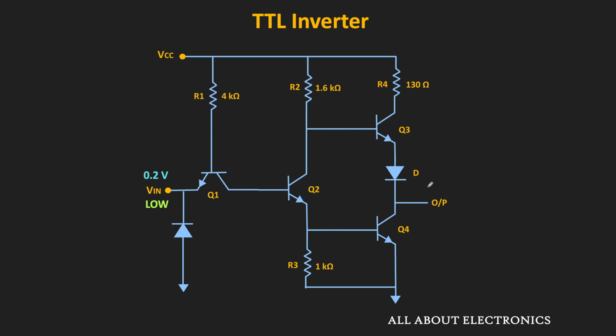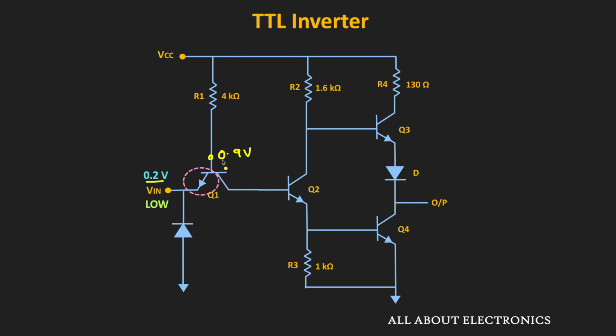Alright, so now when the input is 0.2 volt, then the base emitter junction of the Q1 will become forward biased, because here the voltage applied to the base is equal to VCC, or the 5 volt, while the voltage at the emitter is equal to 0.2 volt. That means the base voltage would be equal to 0.2 plus 0.7 volt, or roughly 0.9 volt.